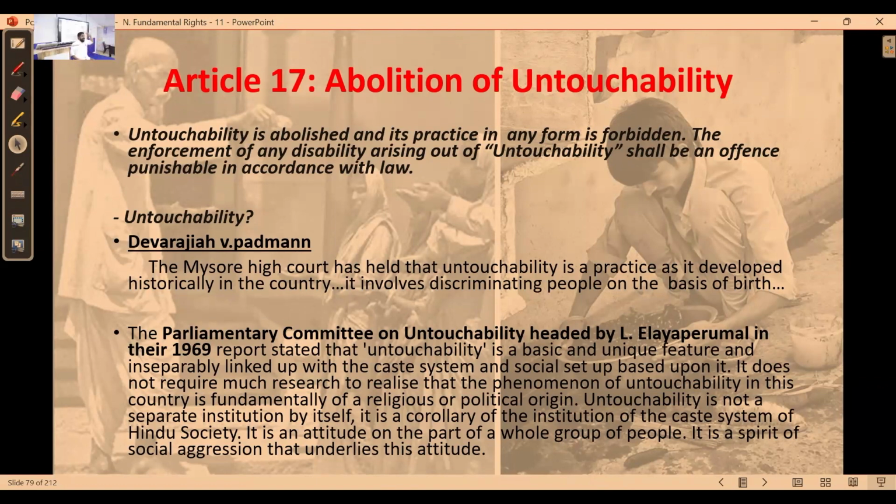And again, we called it an absolute right. Why is it an absolute right? No exception here. Understood or not? So untouchability is abolished.